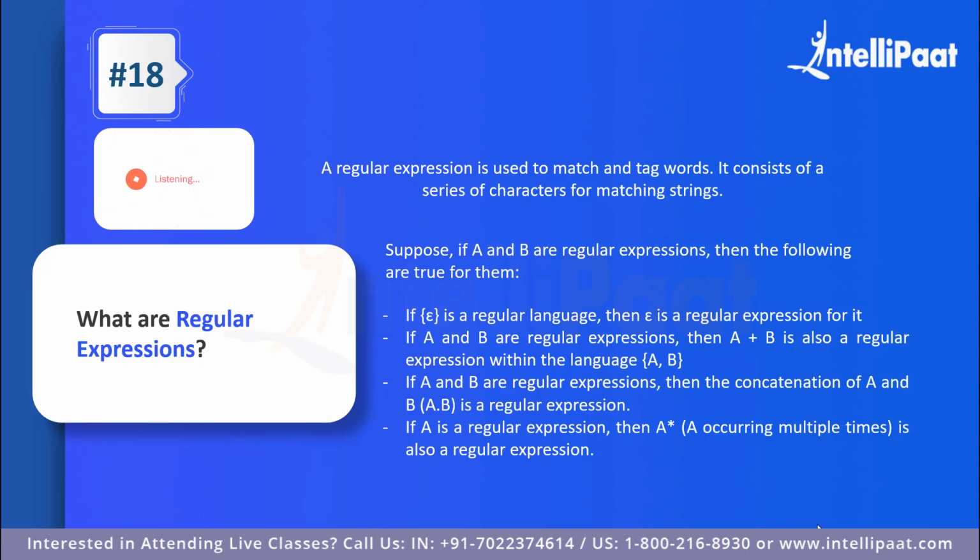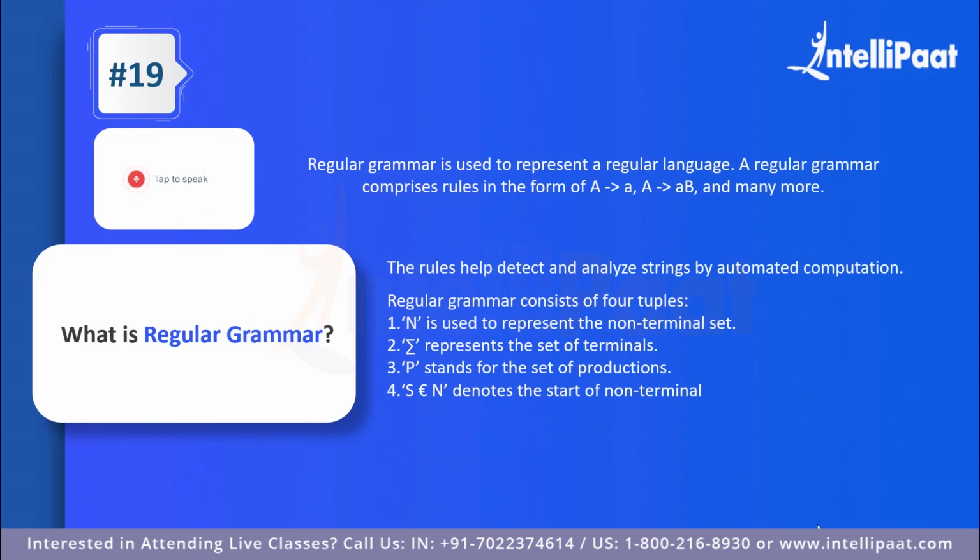Now let us move on to the next question, which is what is a regular grammar? A regular grammar is used to represent a regular language, and a regular grammar comprises rules in the form of A goes to small a, A goes to small a dot b, and many more. The rules help detect and analyze strings by automated computation.